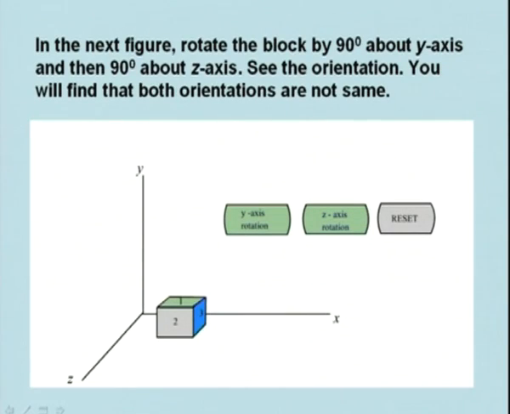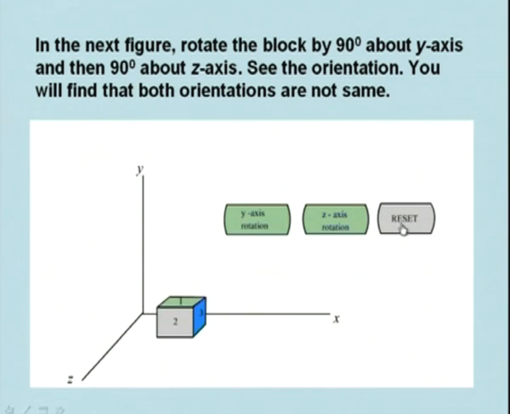Now in the next figure, rotate the block by 90 degrees about the y axis first and then 90 degrees about the z axis. See the orientation. You will find that both orientations are not the same. Suppose I rotate about the y axis, you get it like this, and then I rotate about the z axis, I get it like this. So I get a totally different orientation. See this animation again: rotation by 90 degrees about the z axis, rotation by 90 degrees.